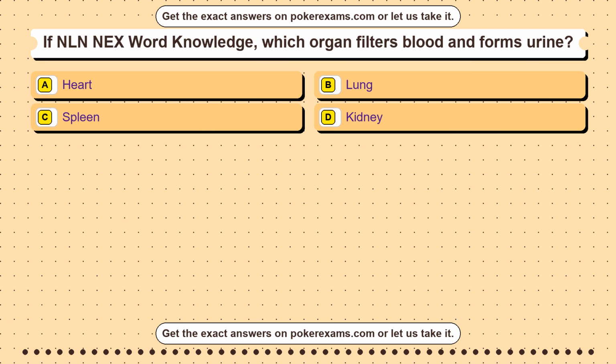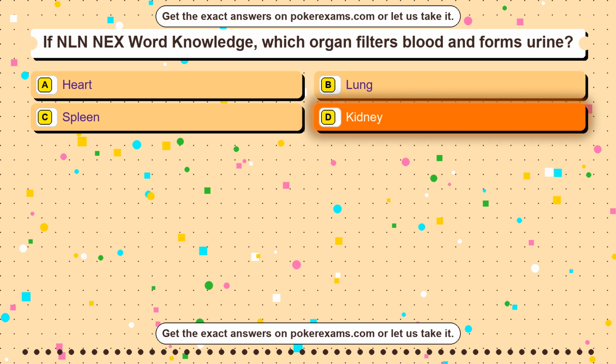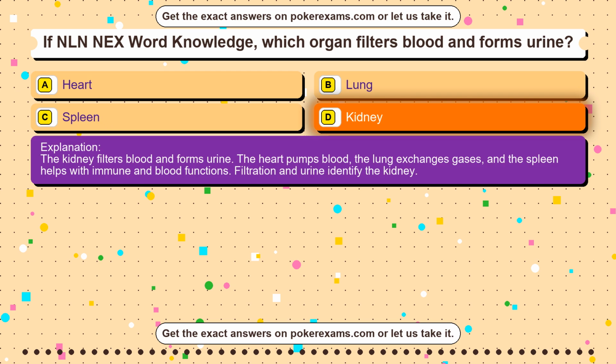Question 30. If NLN NEX Word Knowledge, which organ filters blood and forms urine? Option A, heart. Option B, lung. Option C, spleen. Option D, kidney. The correct answer is option D, kidney. The kidney filters blood and forms urine. The heart pumps blood, the lung exchanges gases, and the spleen helps with immune and blood functions. Filtration and urine identify the kidney.